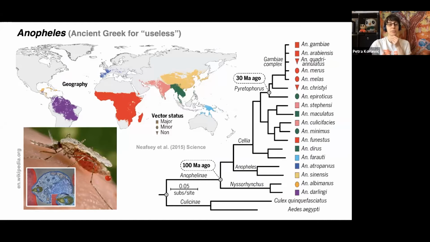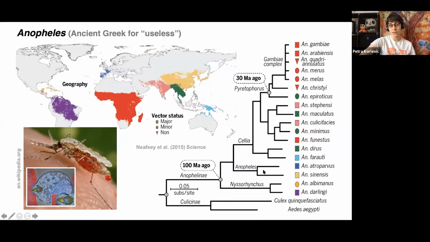They're also known as marsh mosquitoes. They're the only ones that can transmit human malaria. Culex and Aedes can transmit, for example, bird malaria, but not human malaria. And it's not even all Anopheles that transmit human malaria, which is why when you talk about them, you have 3 vector statuses. You have major vector, minor vector, or non-vector.